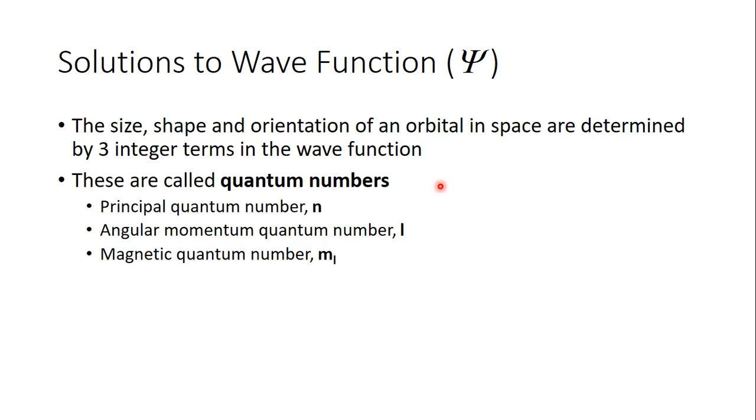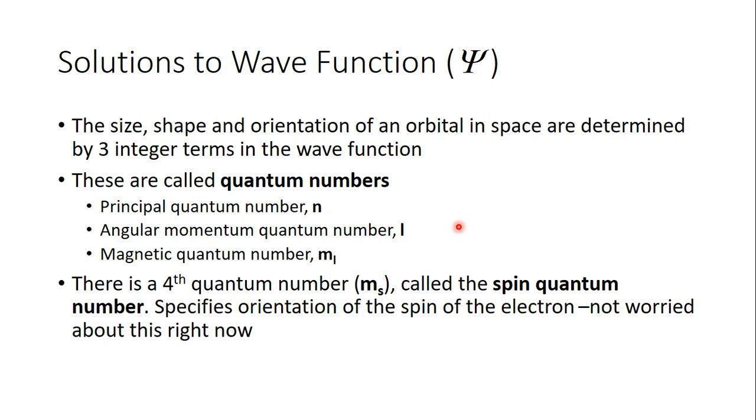These different variables we call quantum numbers. We have principal, angular, and magnetic, so n, l, and m sub l. There's actually another quantum number called m sub s, which is spin. We're not going to learn about spin. If you ever take a physical chemistry class, that's where you're going to learn about spin. Right now, we'll only focus on n, l, and m sub l.